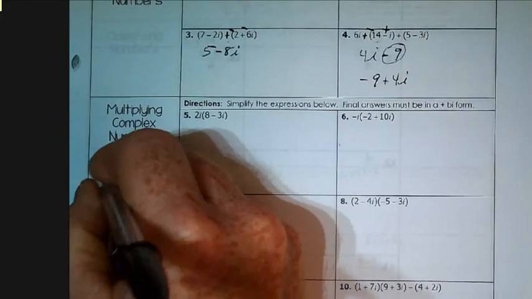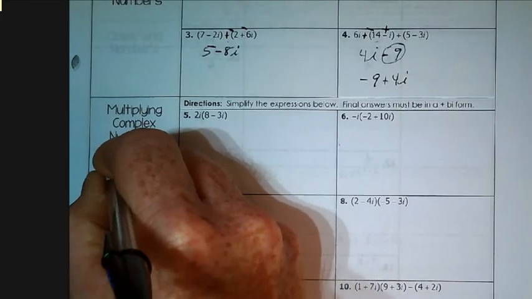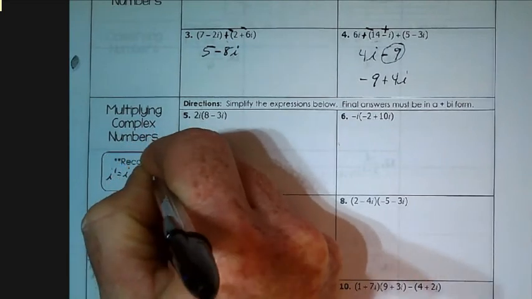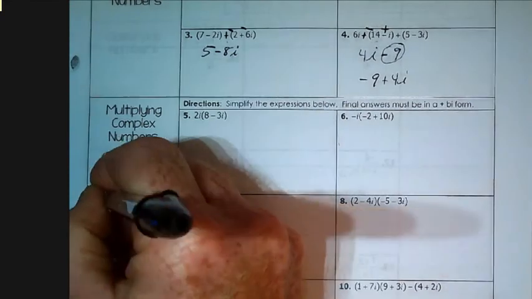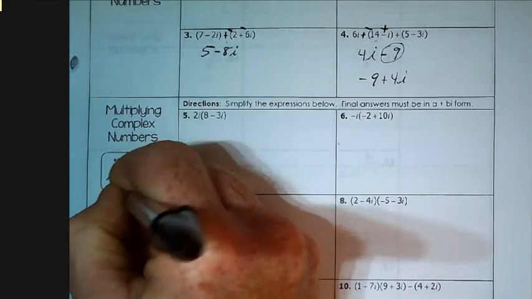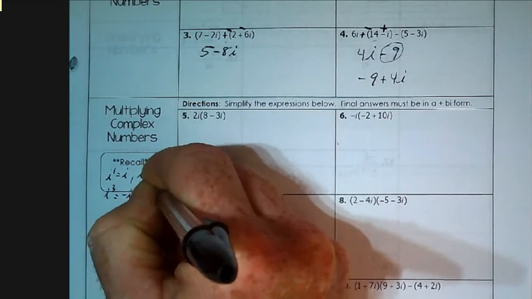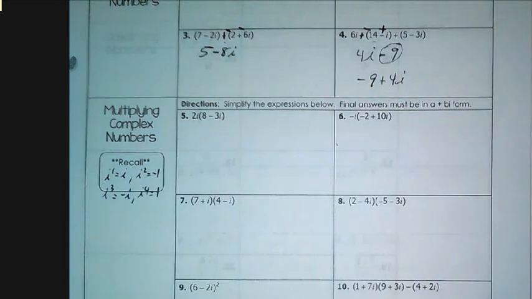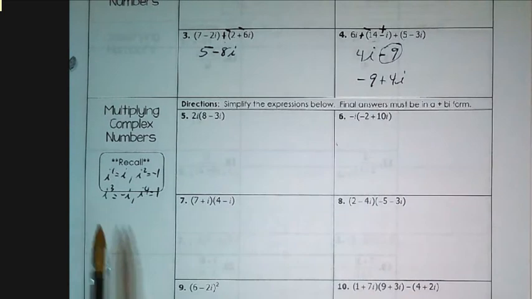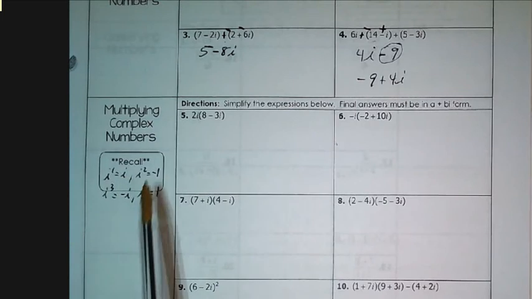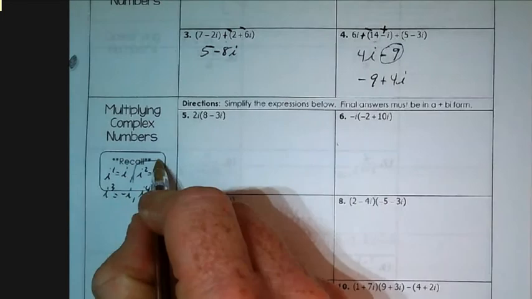Recall that i to the first is i. i squared is negative 1. i cubed equals negative i, and i to the 4th equals 1. Now, we most likely won't be dealing with all of these cases when we're doing these problems. We'll probably only be dealing with the first 2 cases. Really, in many cases, just this one.